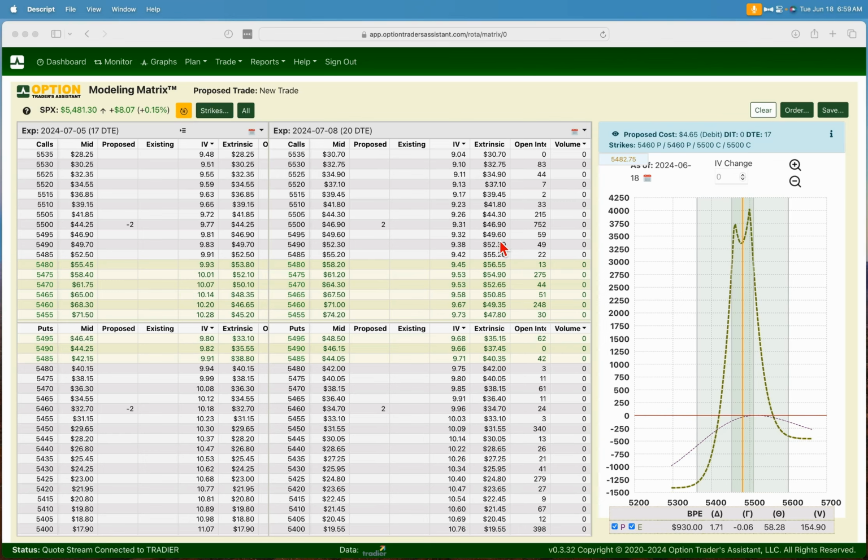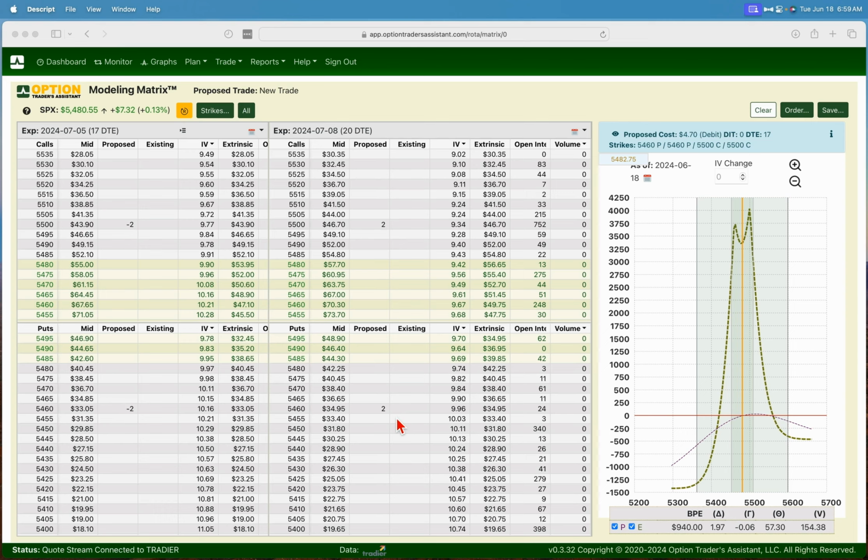So I'm going to enter a new trade here. Now, this is a calendar trade. In fact, it's actually a double calendar trade. In a double calendar trade, you have a calendar on the call side above the market, and then you have a calendar on the put side below the market.